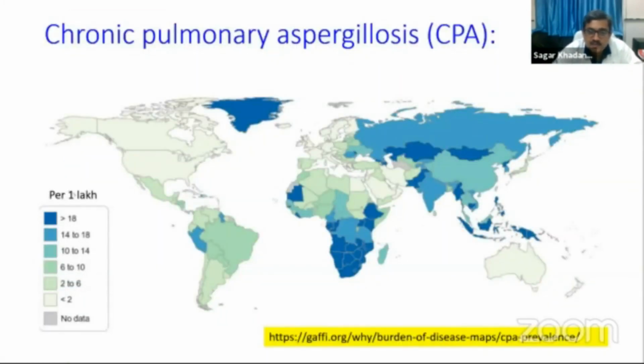Look at the spectrum of involvement over the globe by CPA, that is chronic pulmonary aspergillosis. India comes in the range of 14 to 18 CPA per 1 lakh population. This is a huge burden, and it was taken from a HEDGE estimation in 2020. So looking at this picture, you are now aware that in India it is as high as 14 to 18 patients per 1 lakh population having chronic pulmonary aspergillosis.